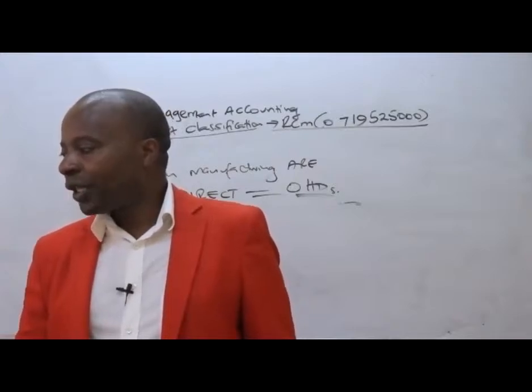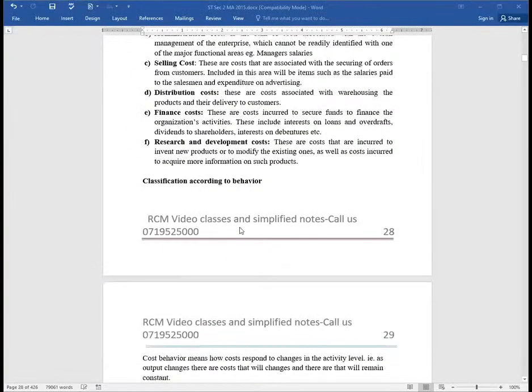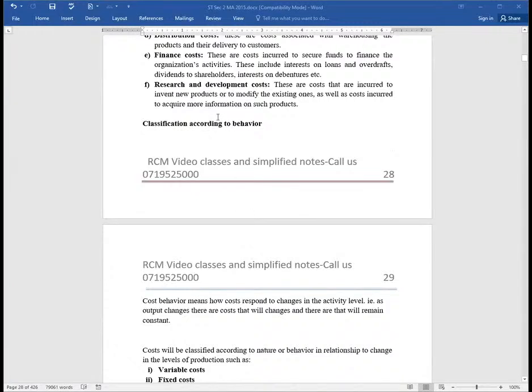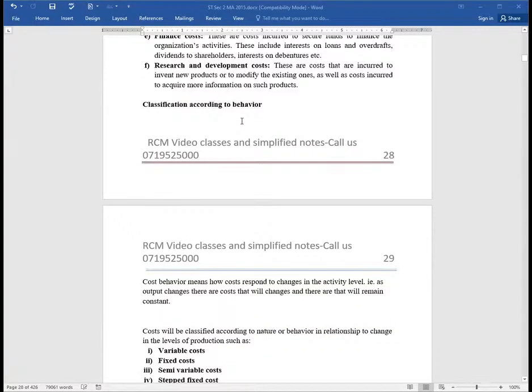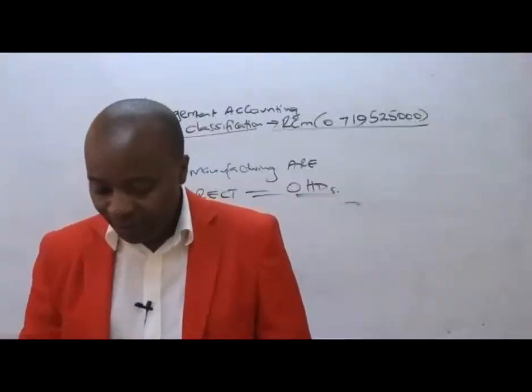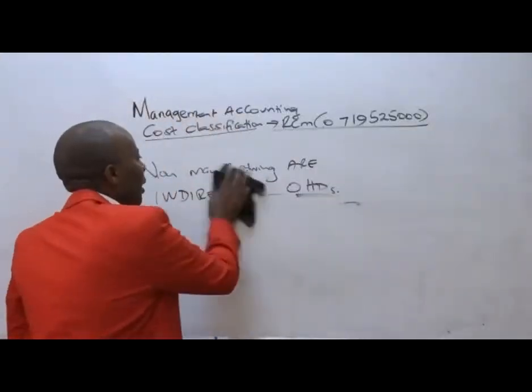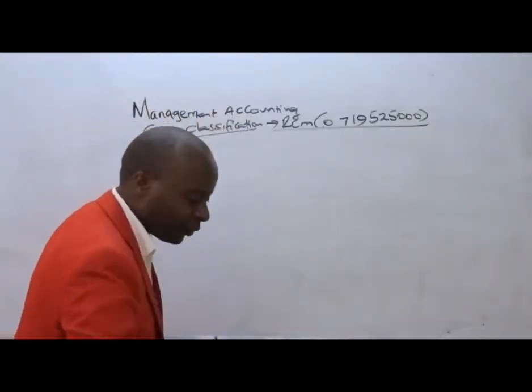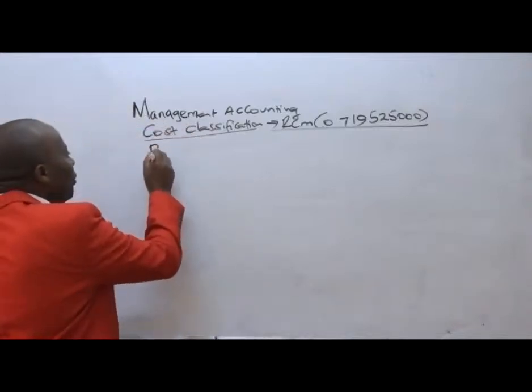Now we go to this other classification that we call behavioral classification, according to cost behavior. How do these behave? Ladies and gentlemen, costs will be classified according to nature or behavior in relationship to change in levels of production, such as we have variable cost, fixed cost, semi-variable, and then we have the stepped fixed cost. Ladies and gentlemen, the most important thing that you're supposed to appreciate here in terms of behavioral classification is this, in terms of how they behave.